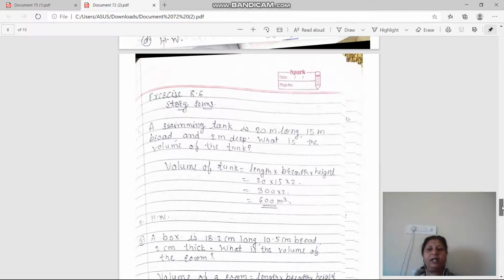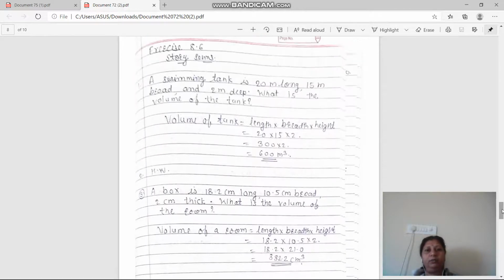Okay, now we will start the story sums on the volume topic. A swimming tank is 20 meters long, 50 meters broad and 2 meters deep. What is the volume of the tank? Volume is always for a cuboid shape, right? So volume of the tank is equal to volume of a cuboid, that is length into breadth into height. So it is 20 multiplied by 15 multiplied by 2. So it is 300 multiplied by 2, that is 600 cubic meters.